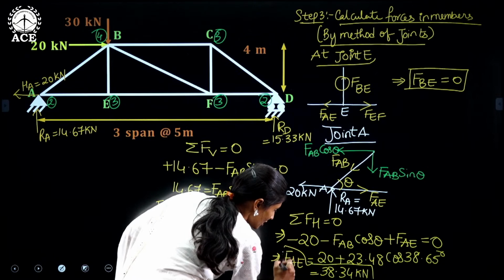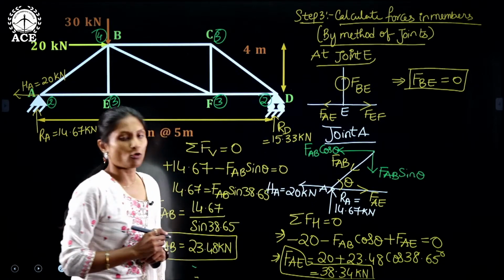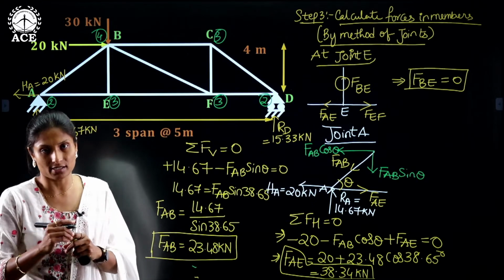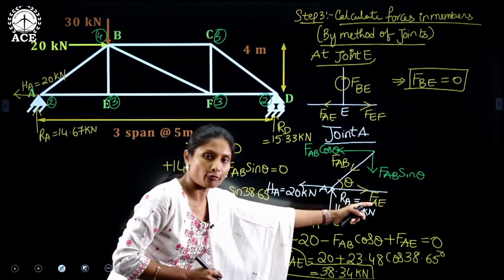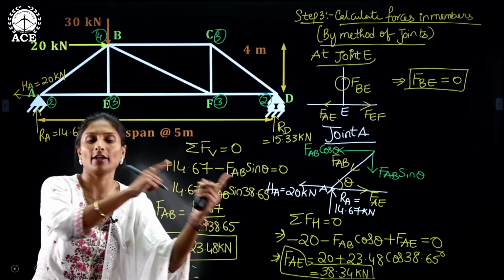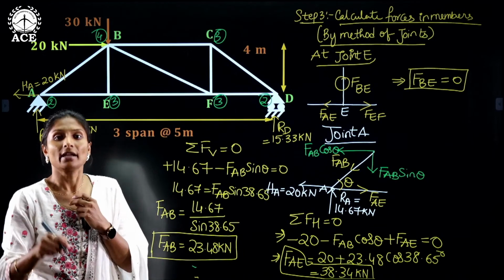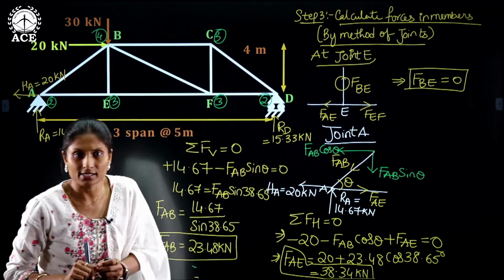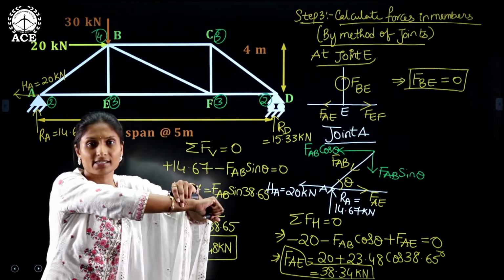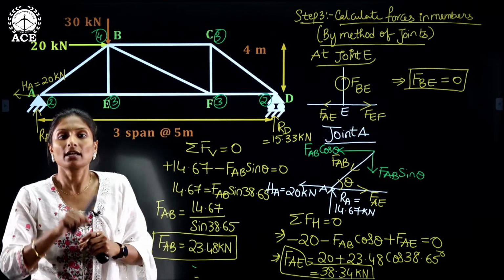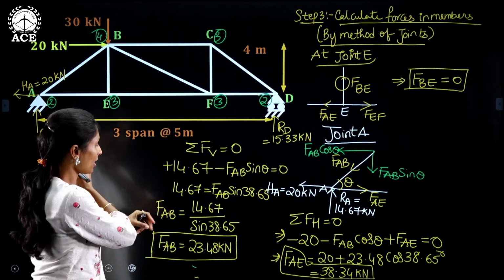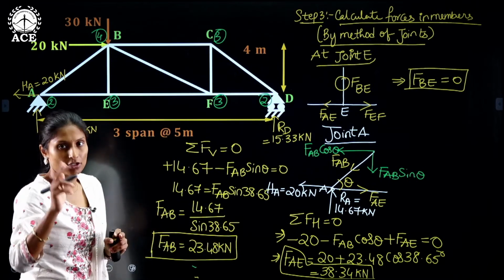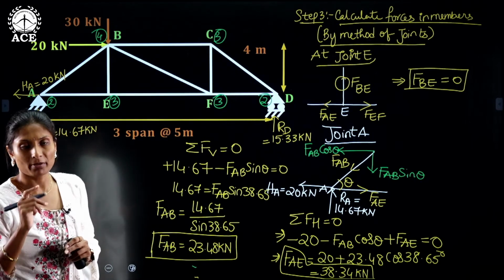38.34 kilonewtons. The force in the AE also we got positive, right? That means the force FAE is acting away from the joint. Remember, away from the joint is pulling. Pulling is tension, pushing is compression. Okay, so we have calculated two member forces.